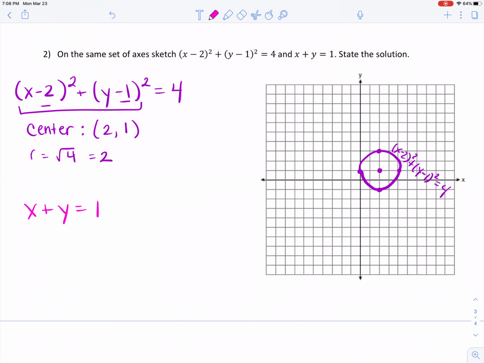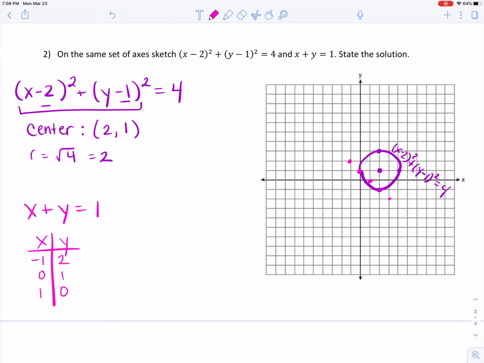Now to graph the line, you could use the calculator if you want to get the table of values, but since it's x plus y equals 1, I could also do it without. I know if x is negative 1, y would be 2. 0, 1. 1, 0. Okay, now plotting those 3 points, negative 1, 2, 0, 1, 1, 0.